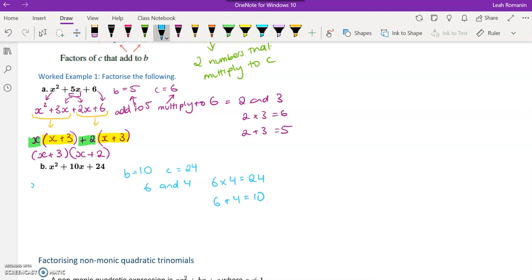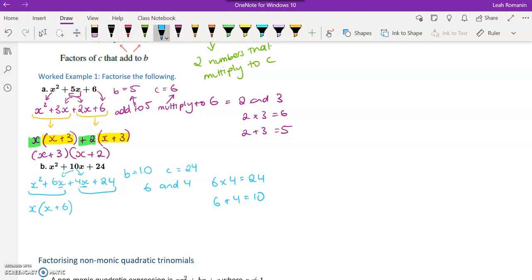So putting those into our equation, I have x squared plus 6x plus 4x plus 24, remembering that this 10x gets split into the two terms that we picked, and remembering to put an x with each of these as well. So grouping them, I just like to group the ones next to each other. So my highest common factor between x squared and 6x is x, and inside the bracket I get left with x plus 6.